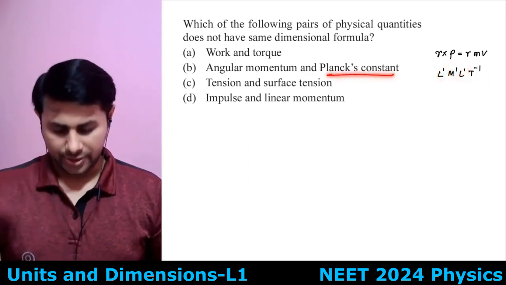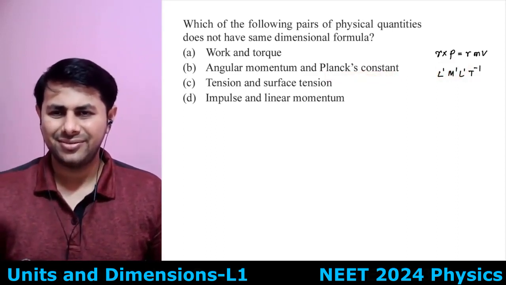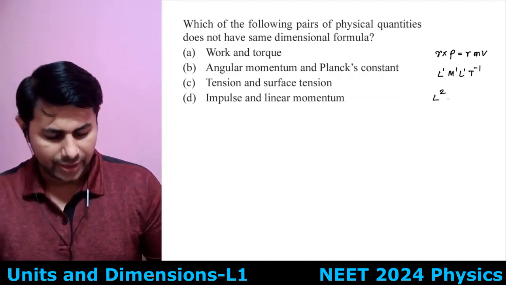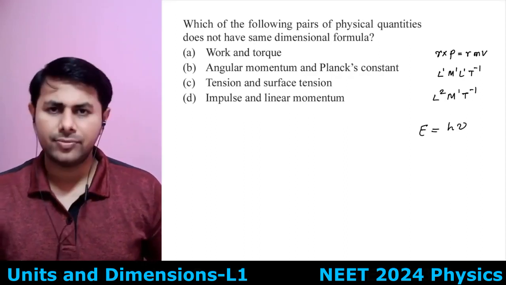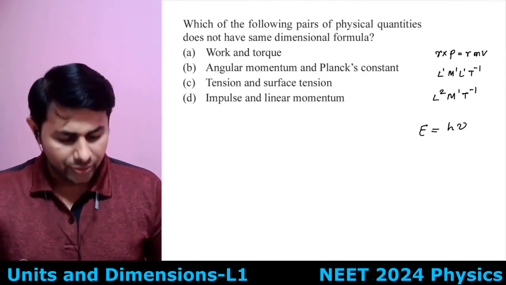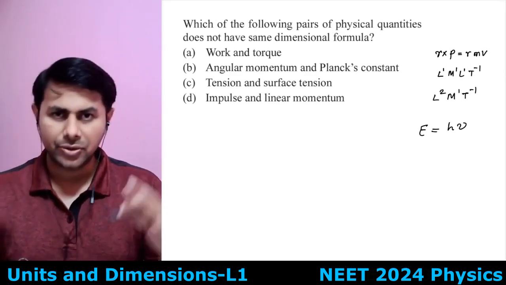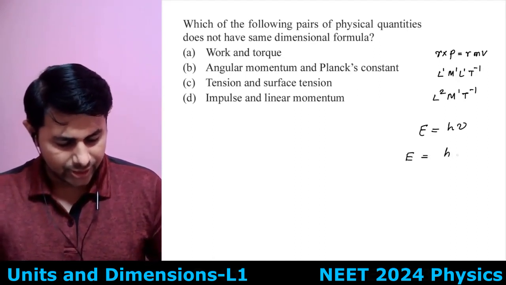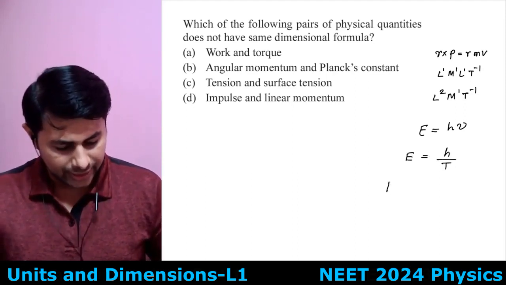And the Planck's constant. Do you know the formula which has Planck's constant in it? E equals h nu. So we got the dimensions of angular momentum, they are L^2 M^1 T^-1, and we know E equals h nu. Nu is frequency, right? So you can write it as 1 over t. So E equals h upon t, you can say. If you take t on the other side, you get h equals E t.